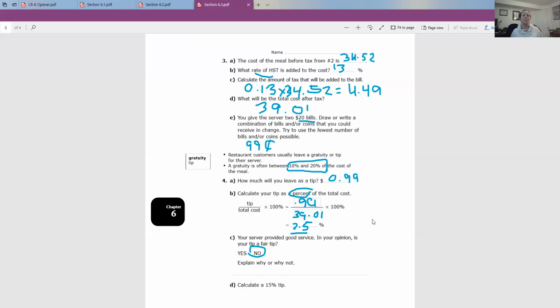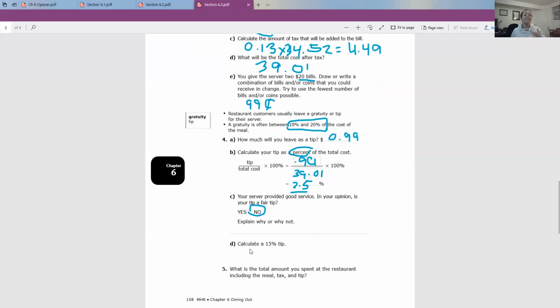All right, so let's figure out how much we should leave. So pretend that you're comfortable with a 15% tip. Here's our 15%. I need to find 15% of my total cost, okay? Some people calculate it based on the amount before taxes. Again, because it's between 10 and 20%, there is a little bit of leeway. We're going to calculate it on the total cost. So my total cost was $39.01, and I'm going to times it by 15%, but we never write it with the percent sign.